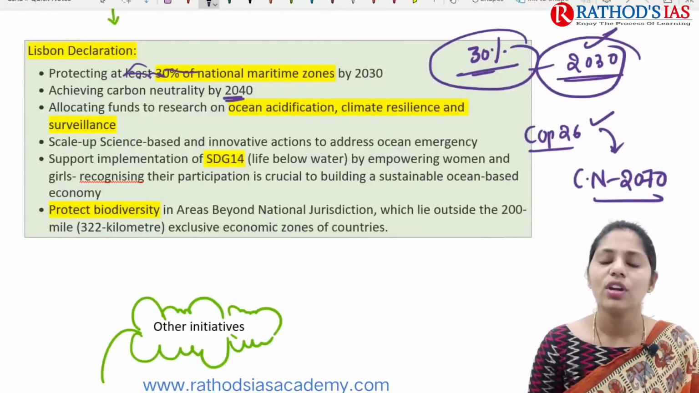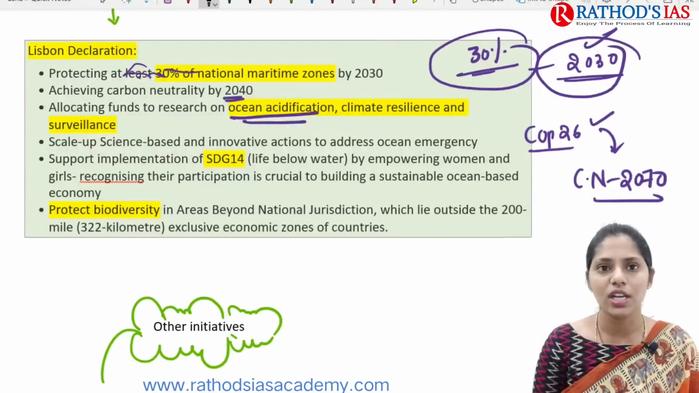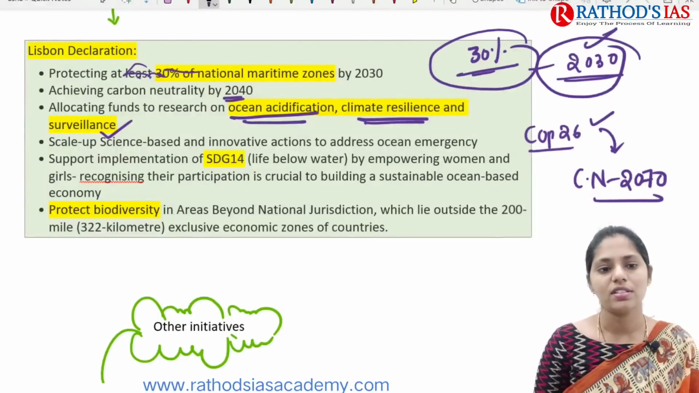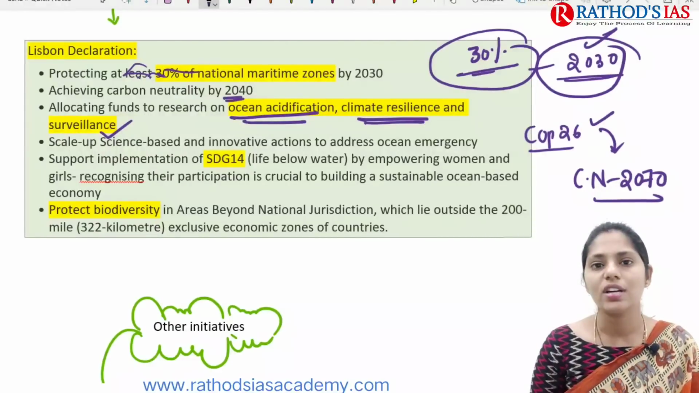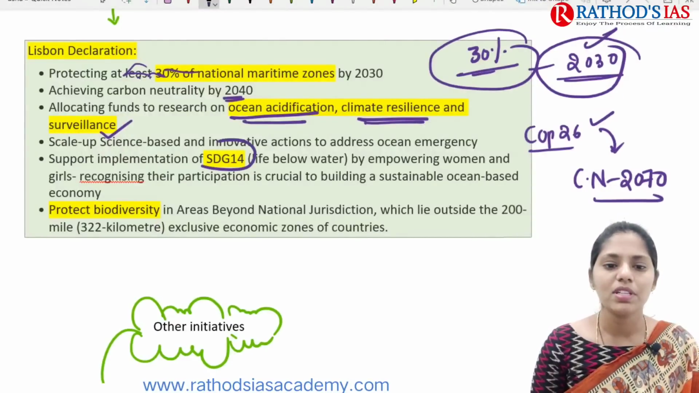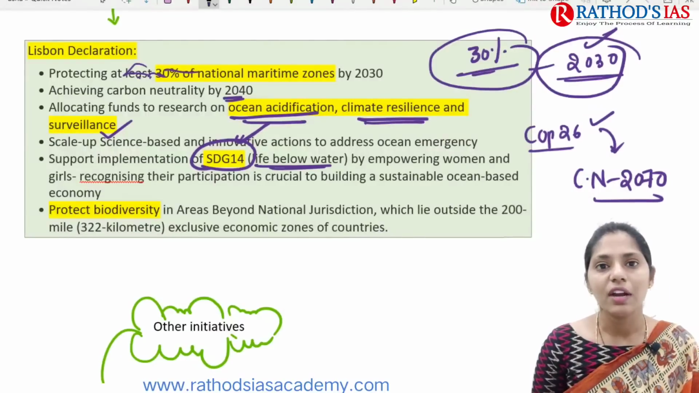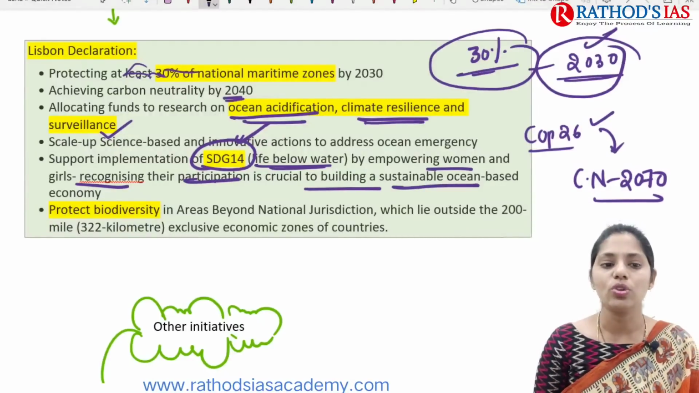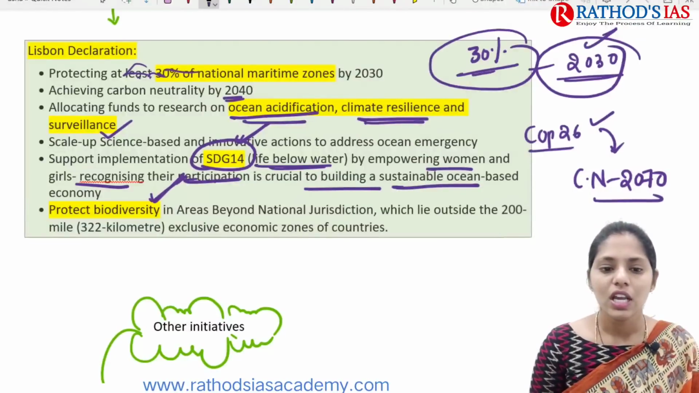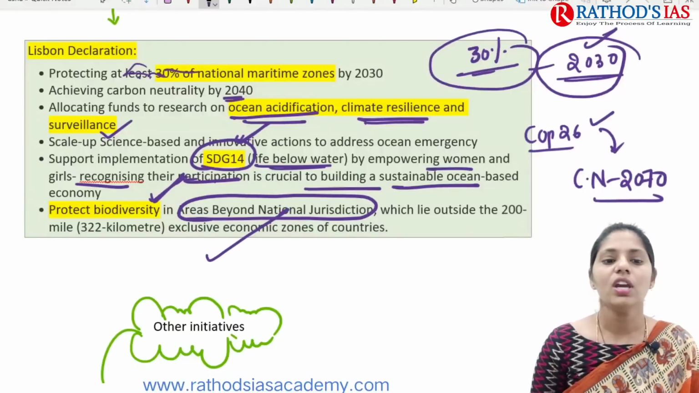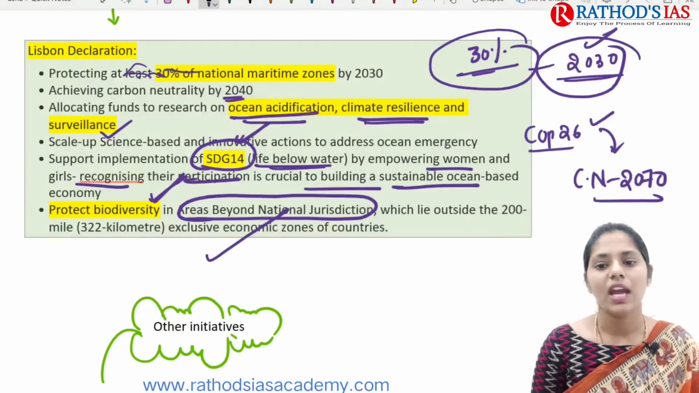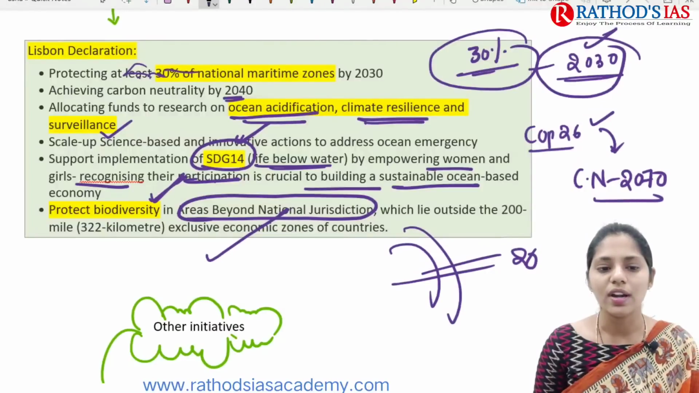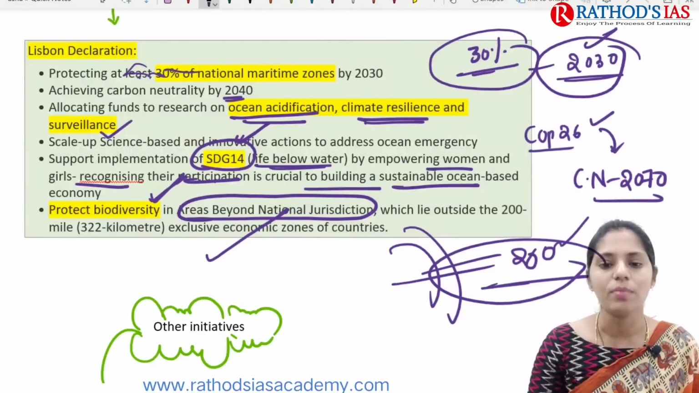Next, we need to allocate funds to research on ocean acidification, climate resilience, as well as surveillance. We need to focus on innovative action to address the ocean emergency, and on implementation of SDG 14, that is life below water. We can go for empowering women and girls, recognizing their participation, which is crucial to build a sustainable ocean-based economy. And next, we need to focus on protecting biodiversity in areas beyond national jurisdiction. So we need to protect our biodiversity beyond national jurisdiction, which lies outside 200 miles, that is, outside the exclusive economic zone of the countries.